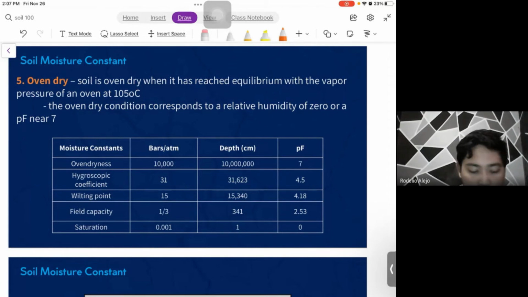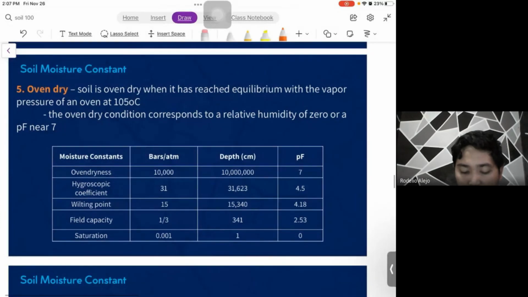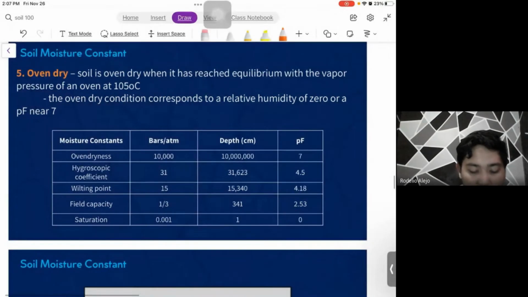So zero. Then field capacity, tataas yung PF which is 2.53. Then wilting point is 4.18, then 4.5, then PF is 7. Then yung depth ng soil sa saturation is 1. Okay? Ibig sabihin there is saturation ng water sa soil.